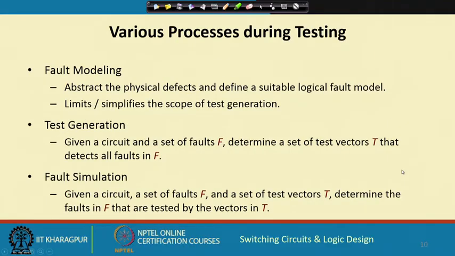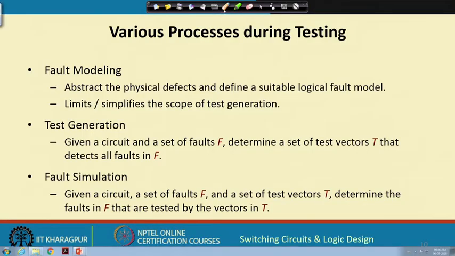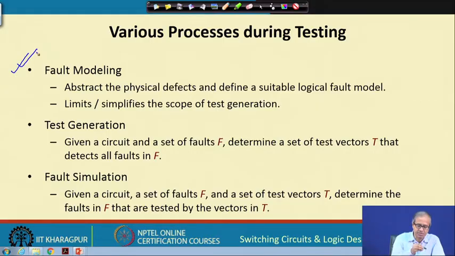Now, let us briefly talk about the various processes or steps that we carry out during the testing of a circuit. Some of this we shall be discussing, well, one or two of this we shall not be discussing as part of this lecture series. The first point I have already mentioned, this is most important, that is modeling of the faults. Fault modeling, here we abstract the physical defects as we mentioned earlier and we define a suitable logical fault model. And so, we shall see examples of this later.